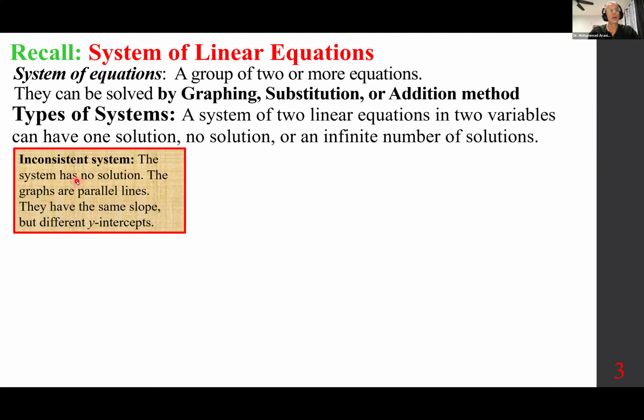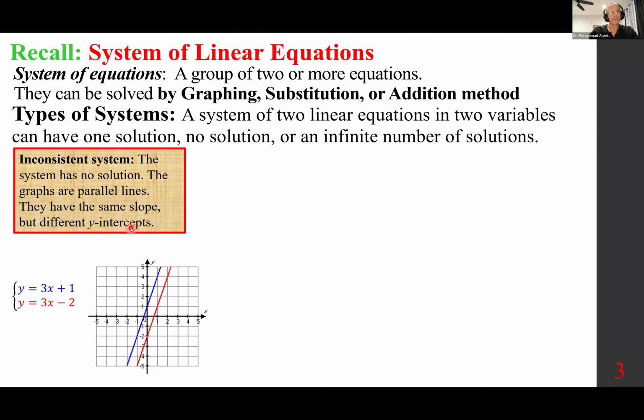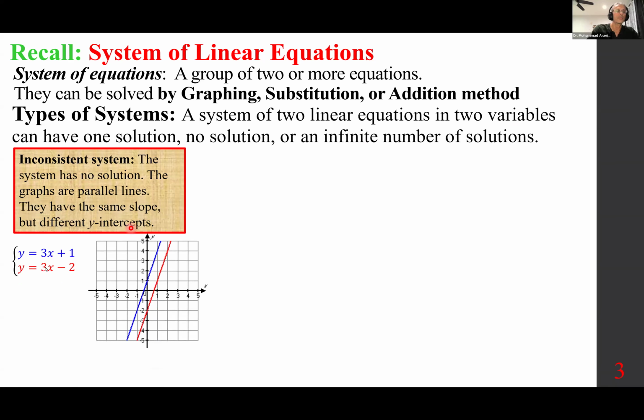The graphs are parallel lines. They have the same slope, but different y-intercepts. So they have equal slopes: M1 equals M2, but B1 is not equal to B2. If you solve it by the method of substitution or addition, you end up with a contradiction such as 0 equals 7, which indicates the system has no solution. The system is inconsistent.